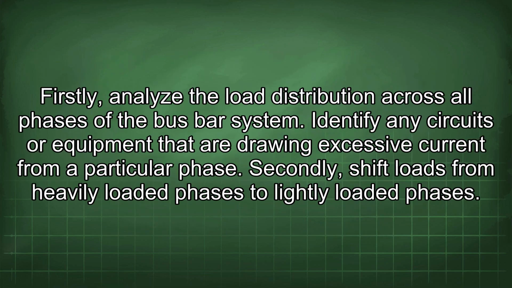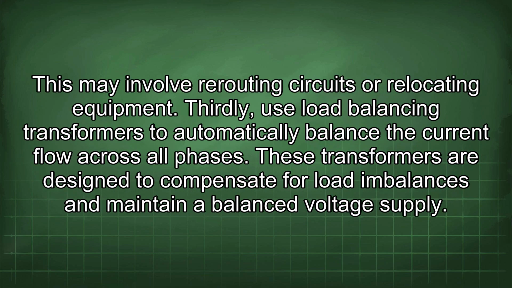When redistributing loads to reduce current imbalances, consider the following strategies. Firstly, analyze the load distribution across all phases of the bus bar system. Identify any circuits or equipment that are drawing excessive current from a particular phase. Secondly, shift loads from heavily loaded phases to lightly loaded phases. This may involve rerouting circuits or relocating equipment. Thirdly, use load balancing transformers to automatically balance the current flow across all phases. These transformers are designed to compensate for load imbalances and maintain a balanced voltage supply.